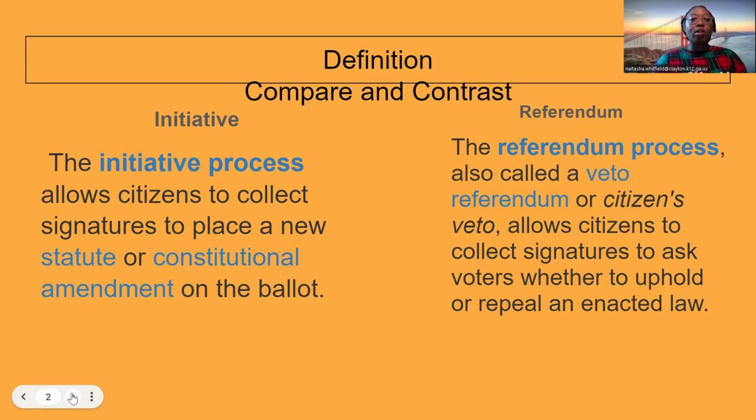The compare and contrast. As we can see here in the definitions, what is the same about these two processes is that they both allow citizens to collect signatures to either do the statute or to veto. So they have to collect the signatures. That's what makes them alike. What makes them different is that referendum is to veto or to repeal an enacted law, and initiative is to place a new statute or constitutional amendment on the ballot.